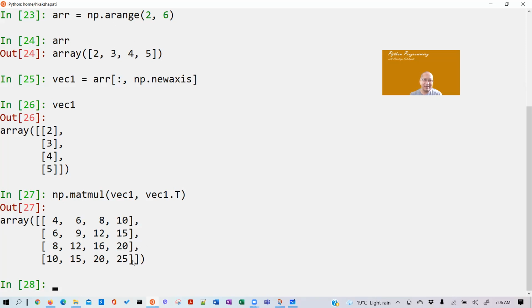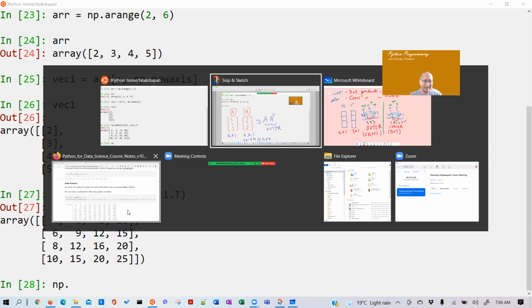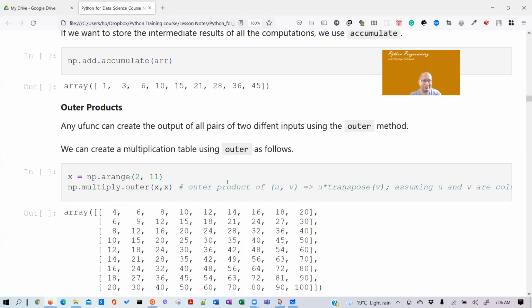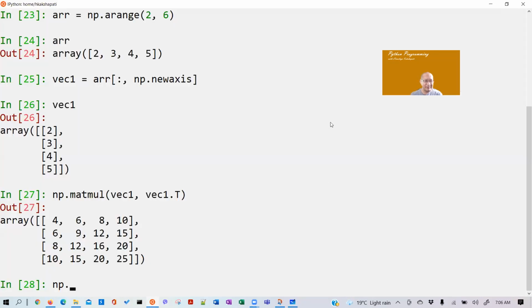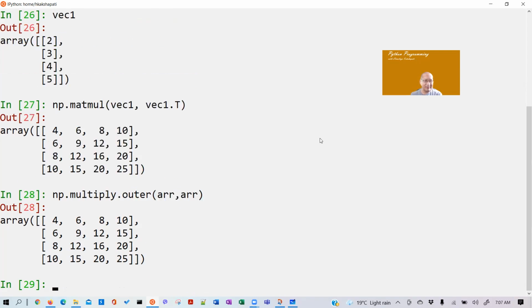It's a single step with np.outer. Exactly, np.outer, or np.multiply.outer. Let's see, I get the exact same result.